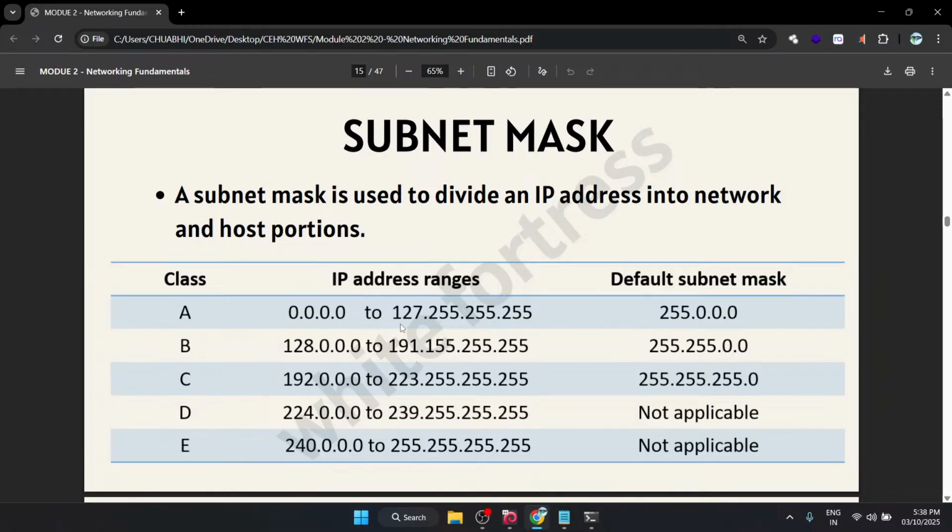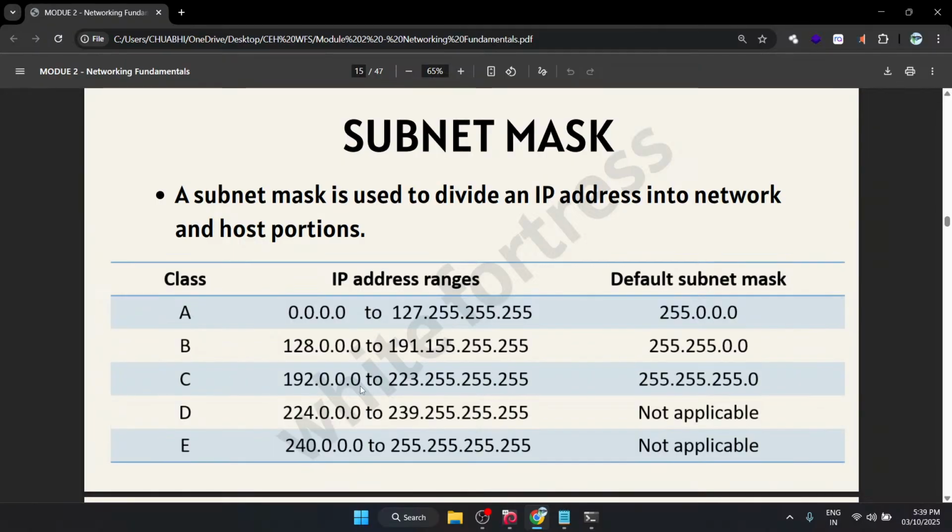So I told you 0 to 127. The first IP of class A is going to be 0.0.0.0, and the last IP is going to be 127.255.255.255. Why 255 so many? Because it ranges from 0 to 255 only, right? Then in class B, the first IP is going to be 128.0.0.0, and the last IP is going to be 191.255.255.255. The one shown here is wrong. It should be 255.255.255 only.